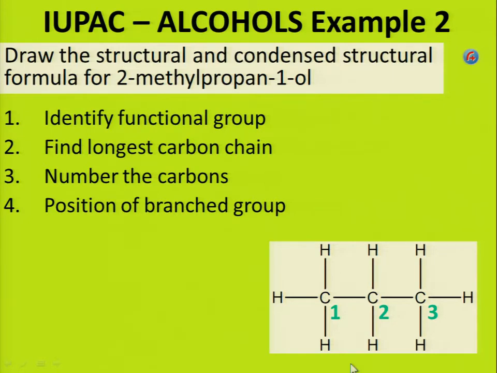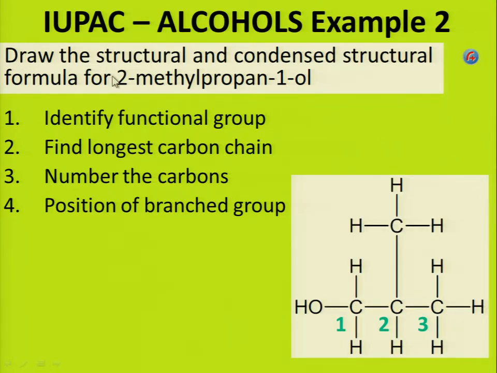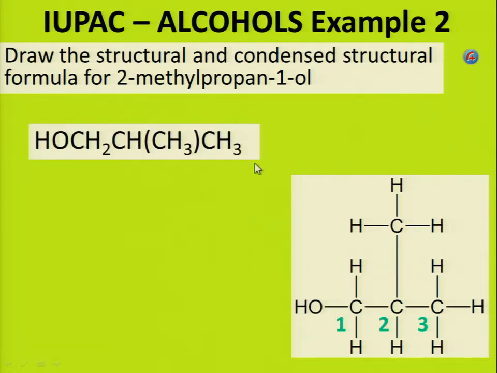Example 2. Draw the structural and condensed structural formula for 2-methyl propan-1-ol. So the first step is to draw your 3 carbons because it's prop, which means 3. Now you insert your substituents. 2-methyl, so at carbon 2 there's a methyl group, and 1-ol. So your alcohol OH group is at carbon 1. Then the condensed structural formula, you have an OH, CH2, CH, and then a methyl substituent, and then your CH3 group.